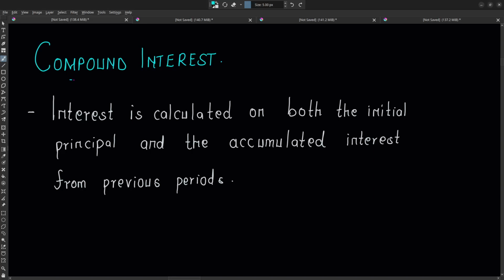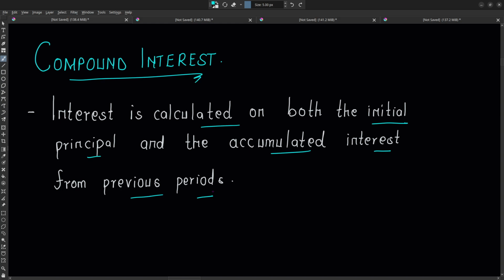Hello, let us look at compound interest. This interest is calculated on both the initial principal and the accumulated interest from the previous periods. This means when you are calculating the interest of this period, you have to calculate it on the initial principal deposited plus the accumulated interest that you've earned in the previous periods. So the main thing for compound is you have to consider also the accumulated interest from the previous periods.